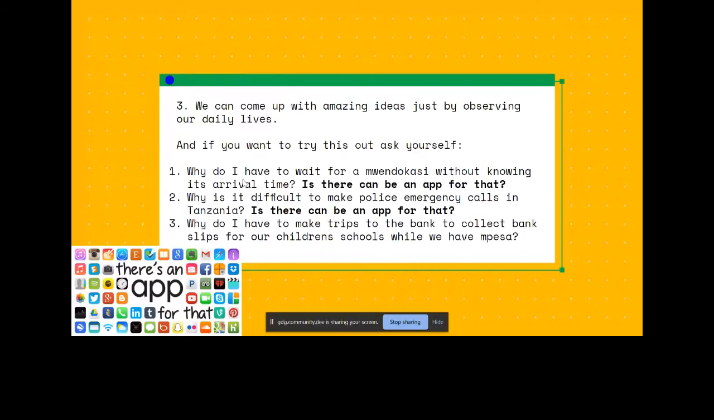And another third question I asked myself, for example, why do we have to make trips to the bank all the time to collect bank slips so that we can pay for our children's school fees? Well, we have M-Pesa, Tigo Pesa, etc.